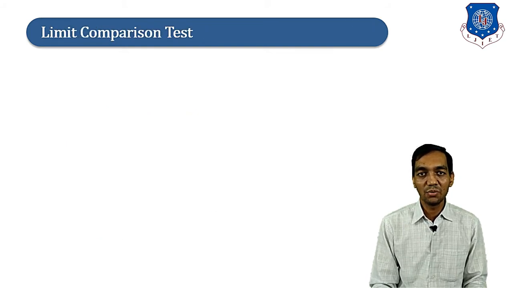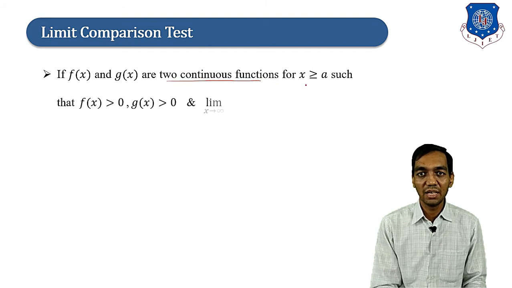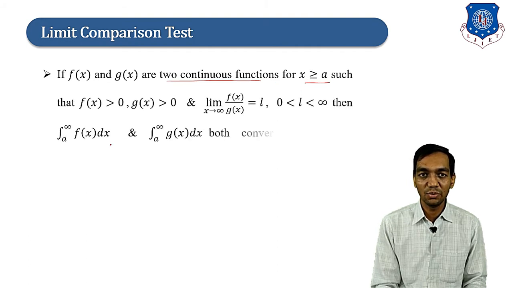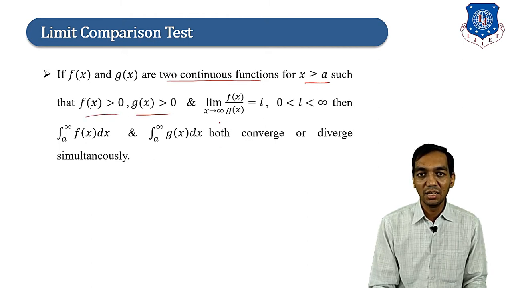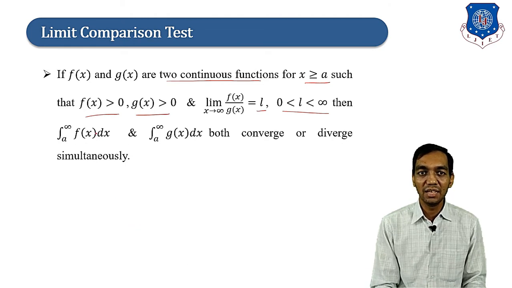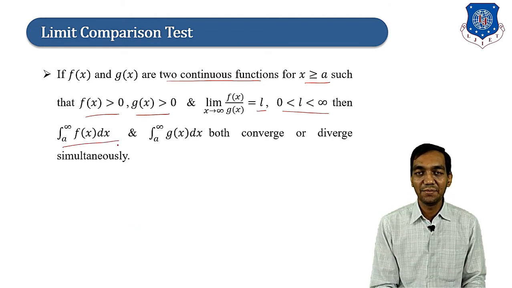Okay. Now we are going to use the limit comparison test. Suppose f(x) and g(x) are two continuous functions for x greater than or equal to a, such that f(x) is positive and g(x) is positive. And if the limit of f(x) upon g(x) has a value L which is between 0 and infinity, that means it has a value neither 0 nor infinity, but a finite value, then the integration from a to infinity of f(x) dx and the integration from a to infinity of g(x) dx both converge or both diverge simultaneously.